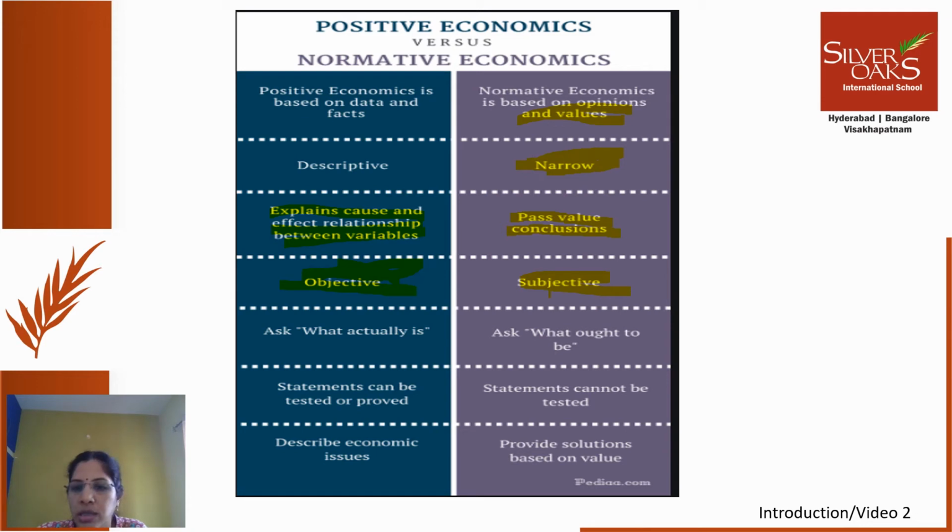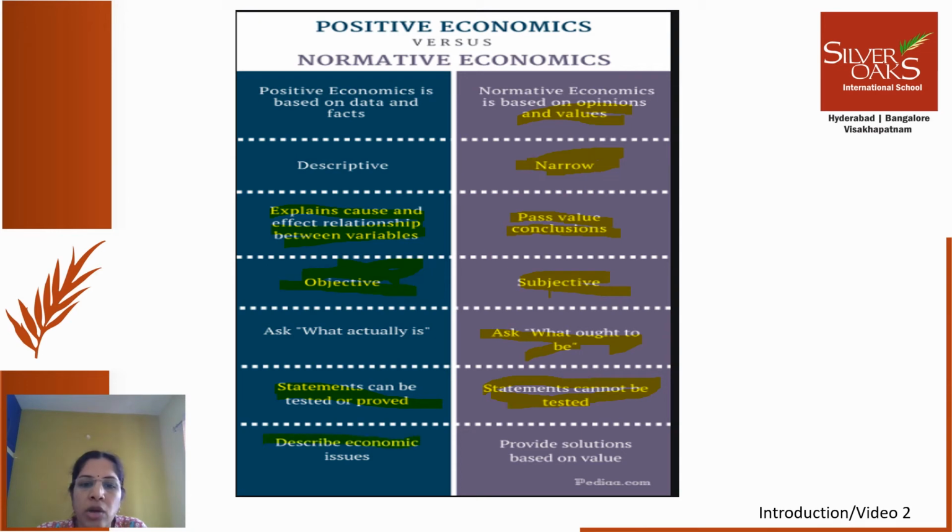Any positive economic statement will ask what actually is the issue involved, whereas a normative statement asks what ought to be, which means how a particular phenomenon should be. That is what a normative statement says. Positive statements can be tested or proved. For example, if somebody says that the employment rate has decreased by 50% during COVID-19, it can be tested or proved by some kind of research. Normative statements cannot be proved. Such statements are called normative statements.